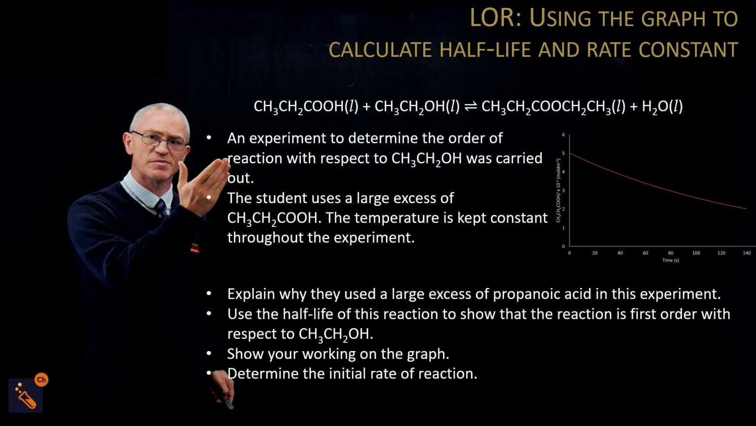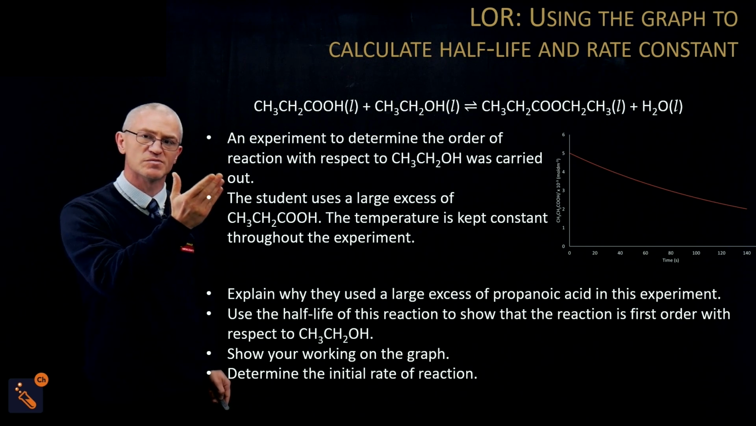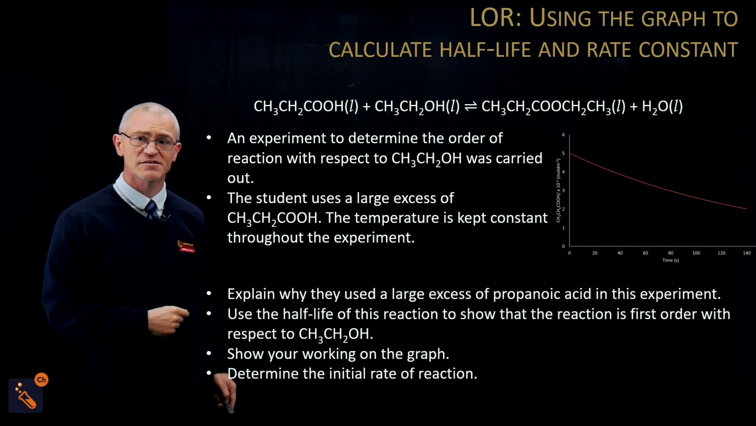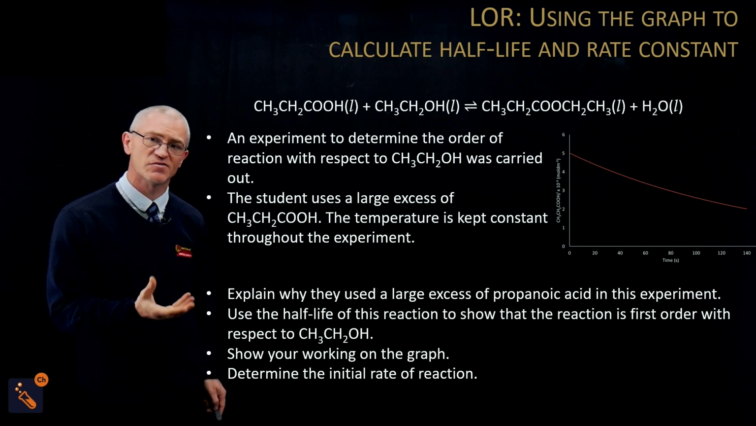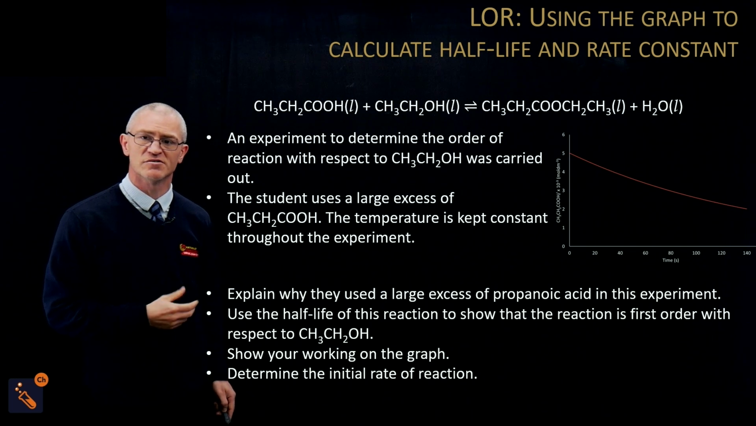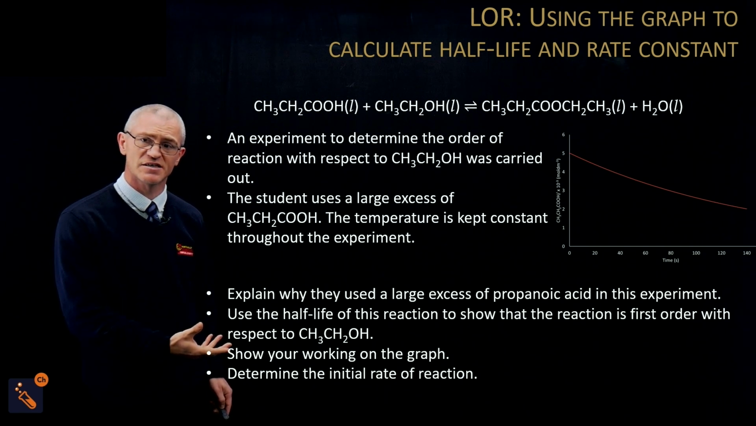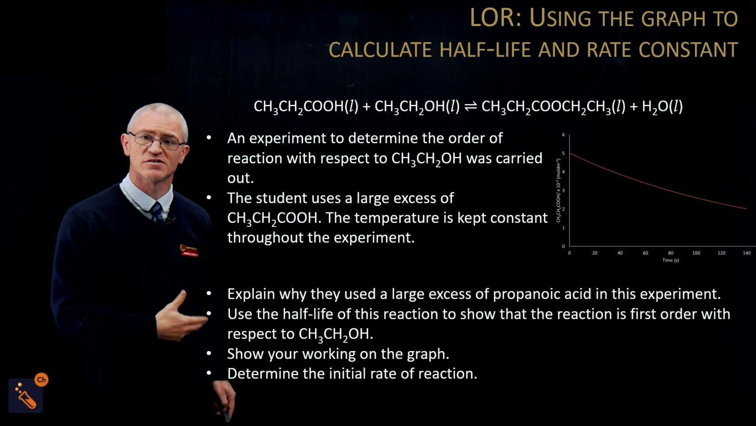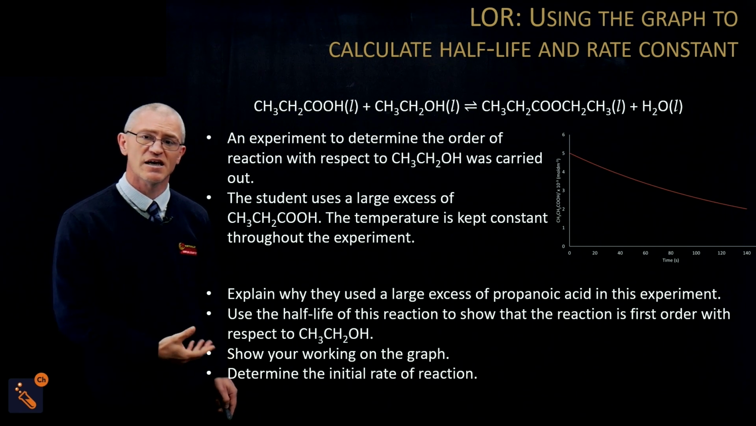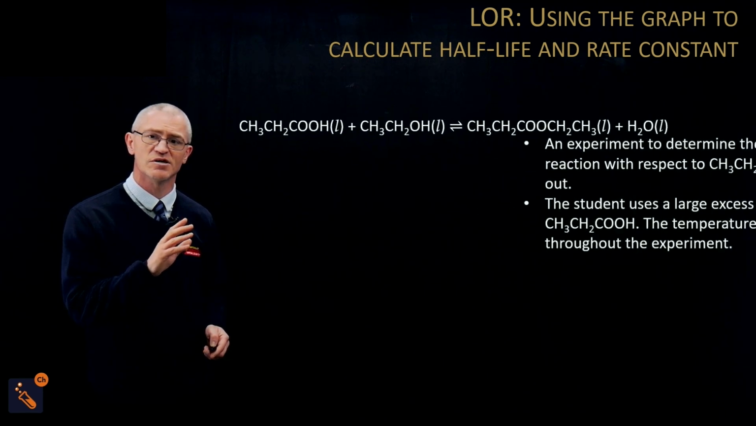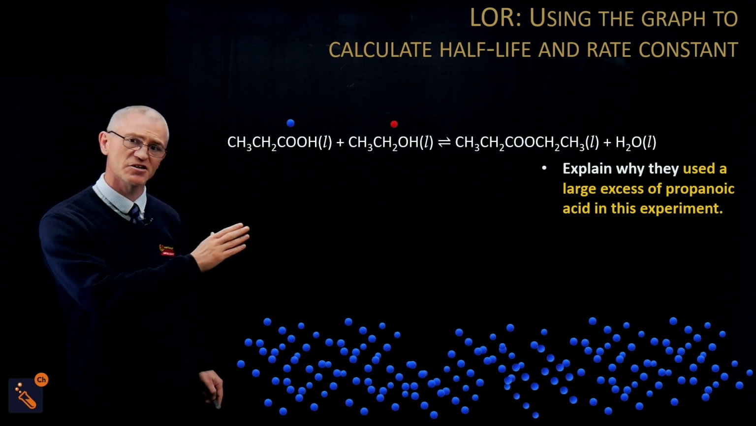An experiment to determine the order of the reaction with respect to the alcohol was carried out. Large excess of the acid, and the temperature is kept constant, so therefore that means K is going to remain constant too. Explain why they used a large excess of the acid. And second thing is to use the half-life to show the reaction is first order with respect to the alcohol, and determine the initial rate of reaction. So you've got quite a few things you need to do. We're going to do one at a time, so let's move this out of the way and go for that first one.